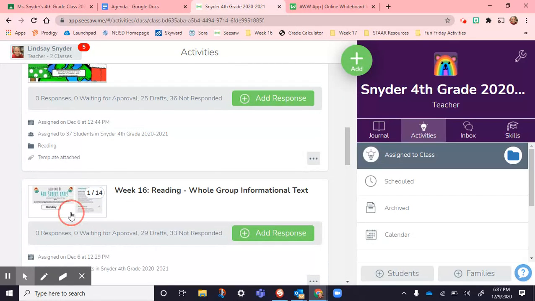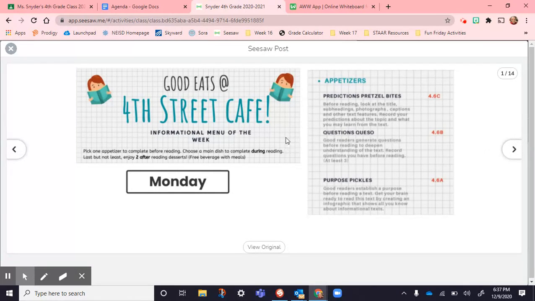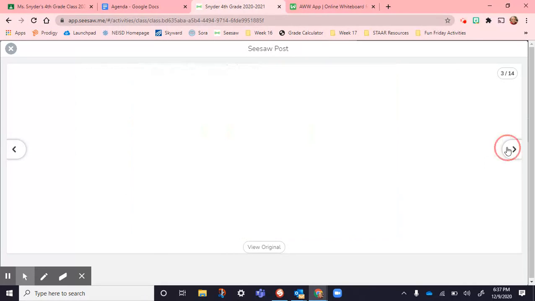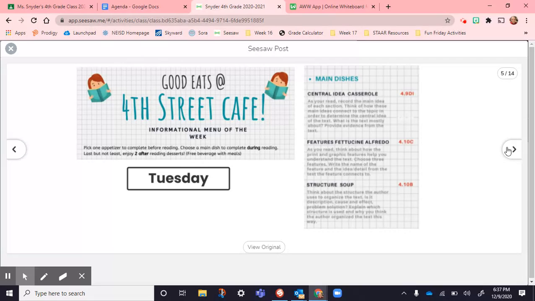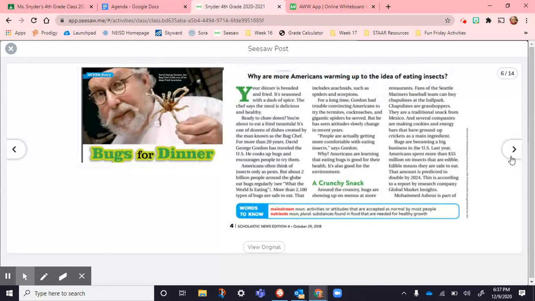And then with our informational text today, we were at the Fourth Street Cafe. So yesterday we worked on the appetizers and we read Tracking My Trash. Today we had the main dish and we chose features fettuccine alfredo. And so it's talking about the different graphic features that we see in the article that we read. So this one was all about bugs for dinner. And so it's talking about how bugs are becoming a really big business and how it's better for the environment and things like that.